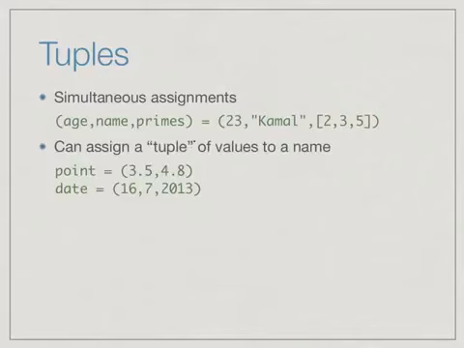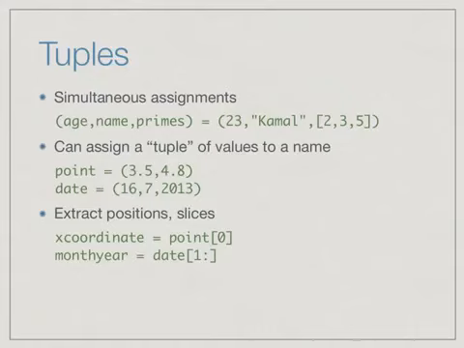You can take a single name and assign it a tuple of values. For instance, we can take a two-dimensional point with x coordinate 3.5 and y coordinate 4.8 and say that point has the value (3.5, 4.8), and this is not a list but a tuple, and we will see in a minute what the difference is. Similarly, we can say that a date is made up of three parts: a day, a month, and a year, and we can enclose this into a triple.